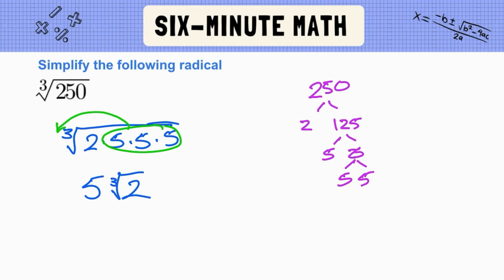Those are all the examples we have today for simplifying radicals using the prime factorization method.